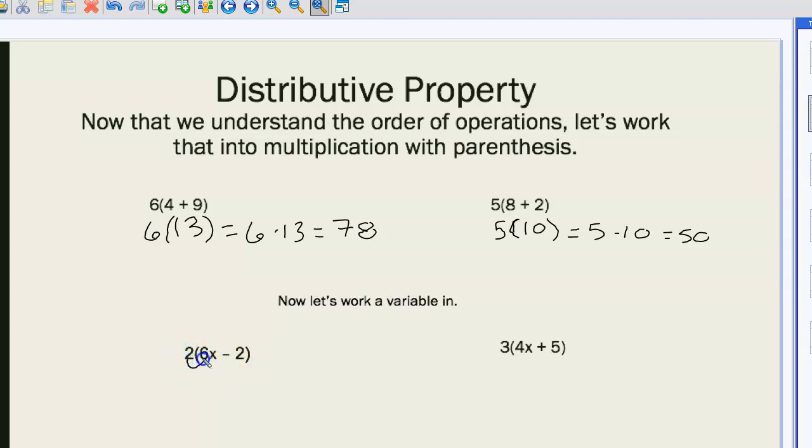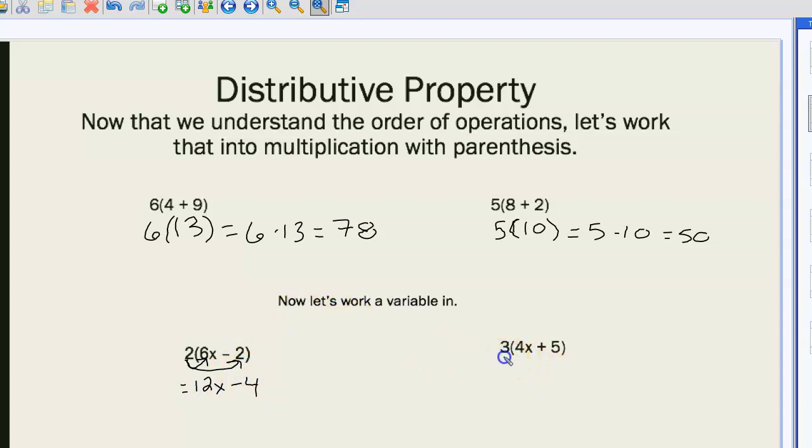So I have 2 times 6x. So that would be 12x. And then the same number goes here. And 2 times 2 is 4. And I want to pay attention to what's inside. That subtraction sign will come down. So that would actually be the answer to that. Would be 12x minus 4. We couldn't break it down anymore. So let's do another one.